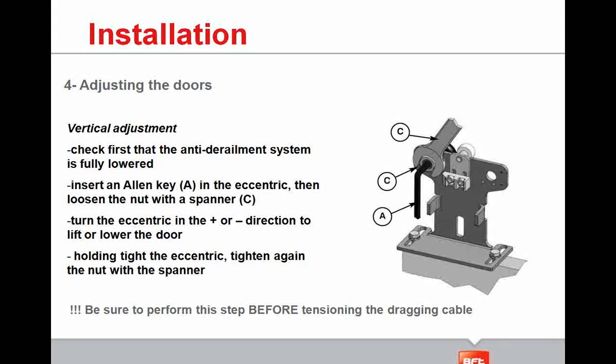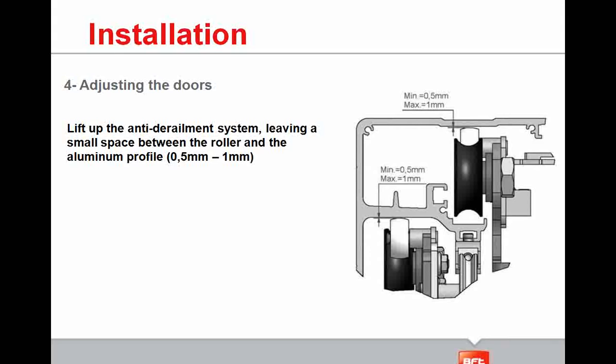So first, you must check if the anti-derailment system is fully lowered, so you can adjust the vertical position better. Then, with these two kinds of key, you can fix the leaf in the correct position. After that, you must also fix the anti-derailment system. It is important to do this at the end, because first, as I told you, you must adjust the vertical position.